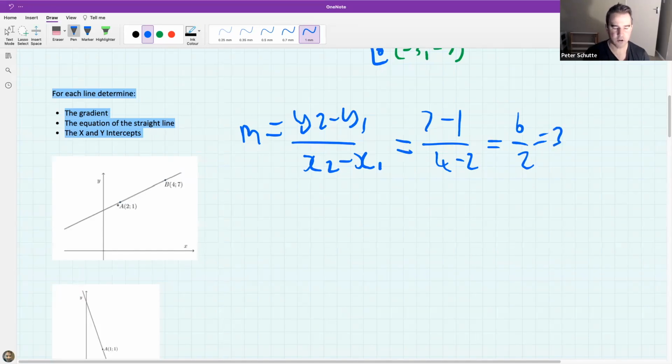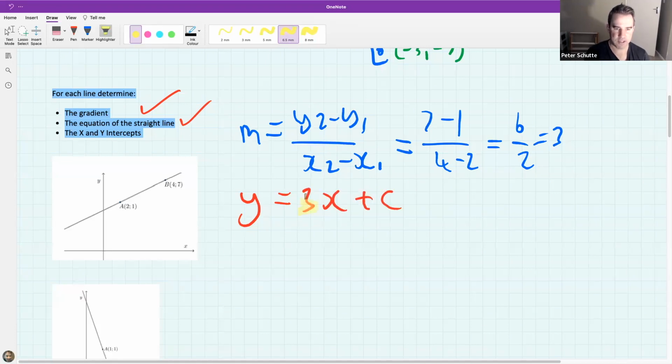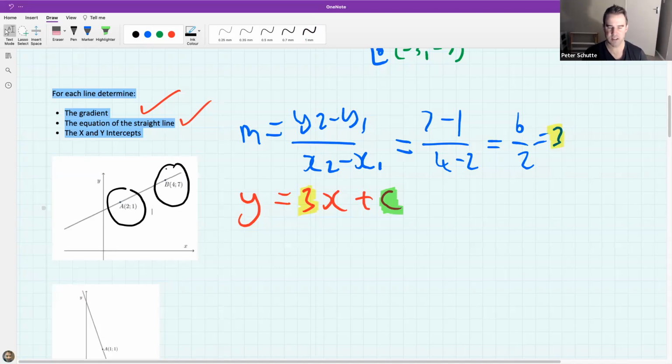Now, if you find the gradient between 2 points, it helps you find the equation of a straight line. The equation of a straight line is always in the form y equals mx plus c, and you just found the m being the 3. Now, to figure out what the c value is, I need to use a point on the line. Which of these 2 points do you think is simpler? Which one would you choose? Put it in the chat there. Yeah, I think A is simpler.